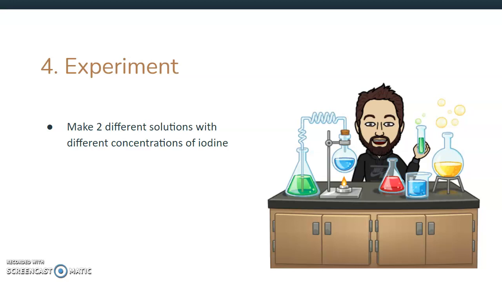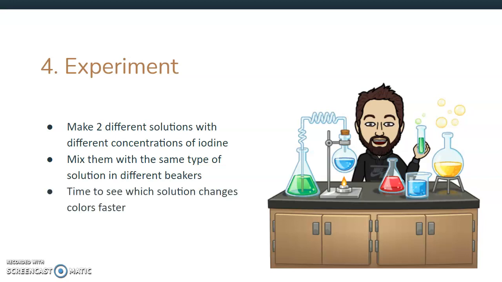But going back to our experiment, we want to make two different solutions with different concentrations of iodine. We want to be able to mix them in the same solution in different beakers. The way this works is we take our solution with iodine and then another working solution. So we're going to have the same working solution, but we want different concentrations, a stronger iodine and a weaker iodine solution.